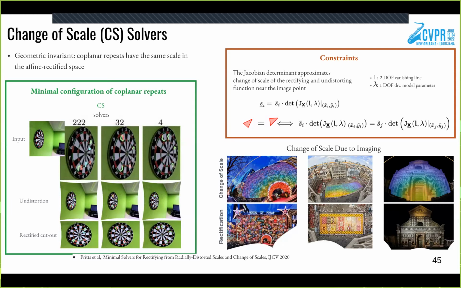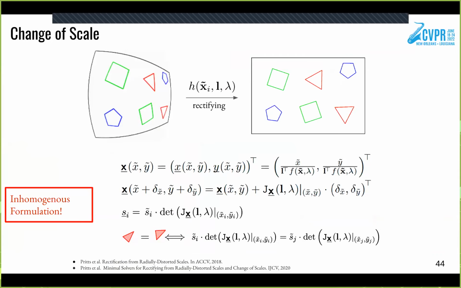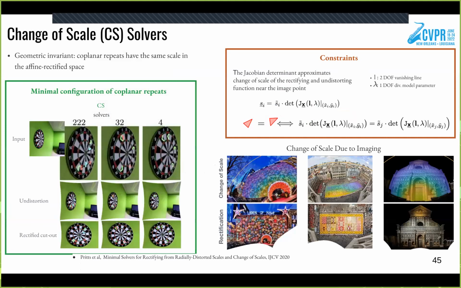We know this geometric invariant is the same, that they must have the same affine rectification scale. Those are our minimal configurations exhaustively, 2, 2, 2, 3, 2, and 4 for unknown division model parameter and vanishing line. Those are unknowns. And on the right, you have some results, and you have this parula color overlap of the image that shows the change of scale due to imaging, which we can also compute now because we have it measured. So this is essentially plotting that determinant, that parula color map.